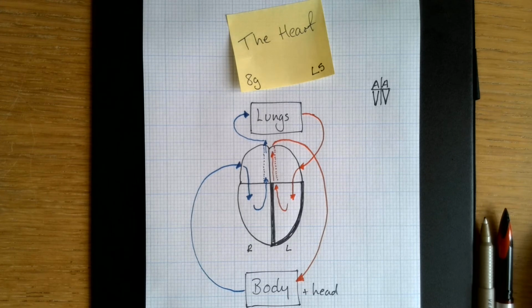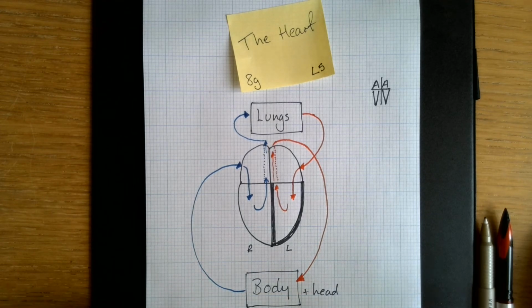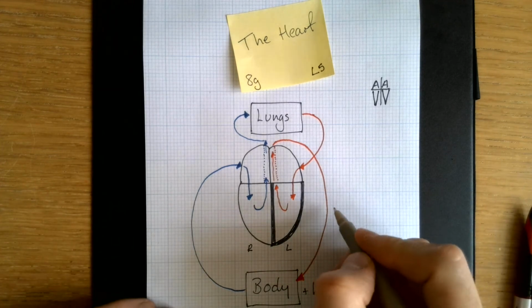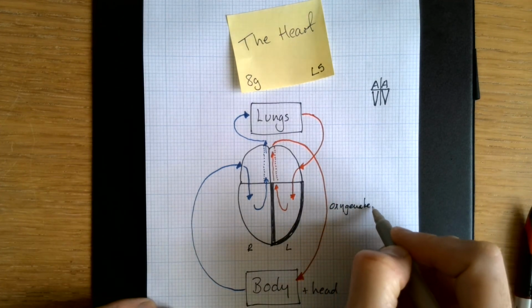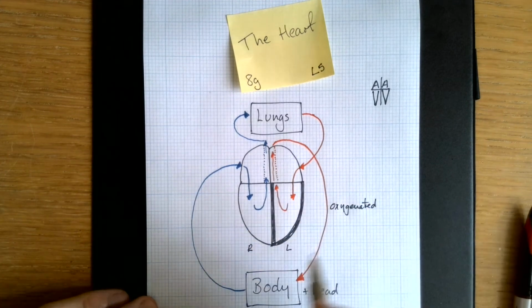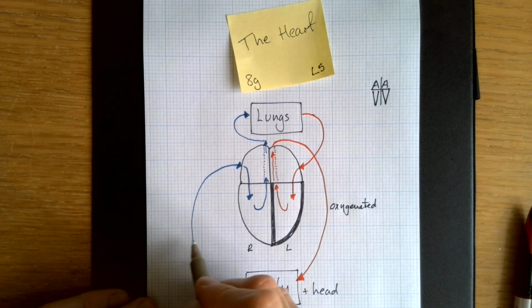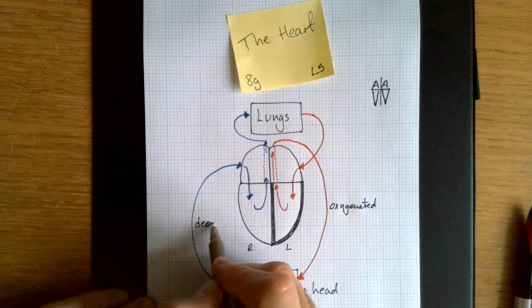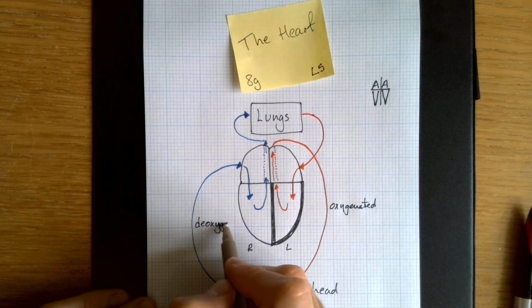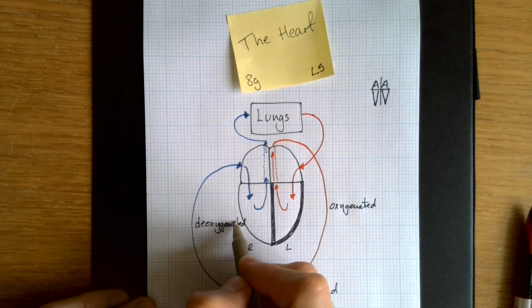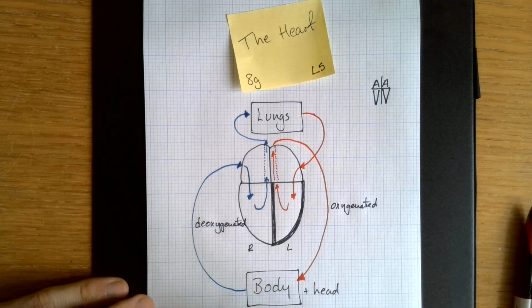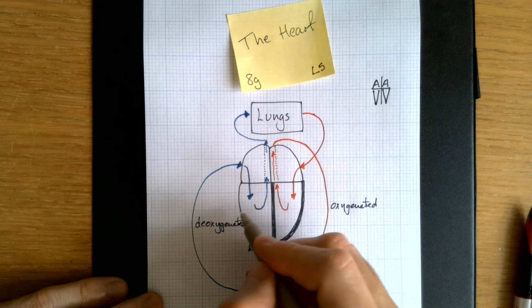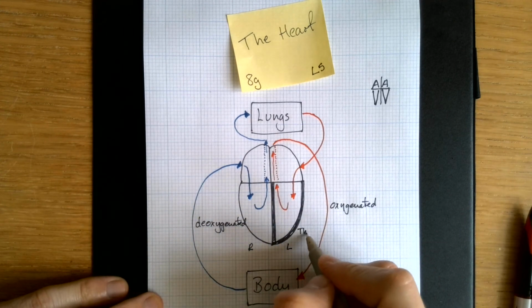So a couple of other things that we need to remember. Let's label some parts of our diagram. So let's remember this as being oxygenated. And it's red, and it is actually redder in colour compared to deoxygenated blood, which is over here. Deoxygenated blood. We also need to remember that the left side is thicker, has a thicker muscle wall compared to the right side.